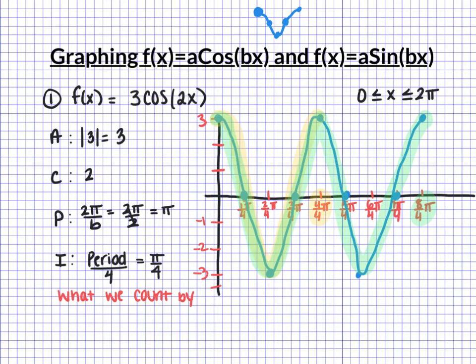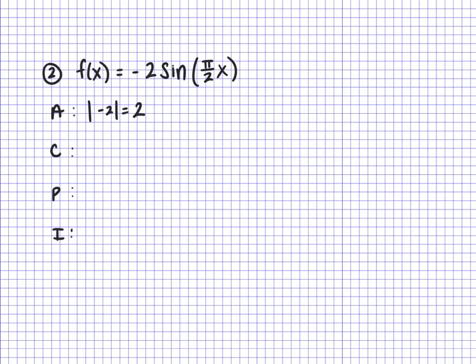All right, let's try another one. Okay, I'd like to do now a sine curve. So example number 2, f of x equals negative 2 sine pi over 2 x. So again, we need our a, our c, our p, and our I. So the absolute value of the number in front, the absolute value of negative 2, will be our amplitude. So the absolute value of negative 2 is 2.